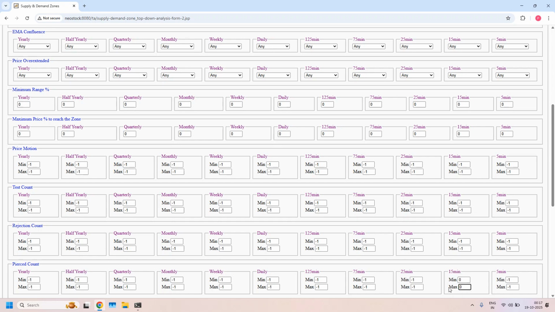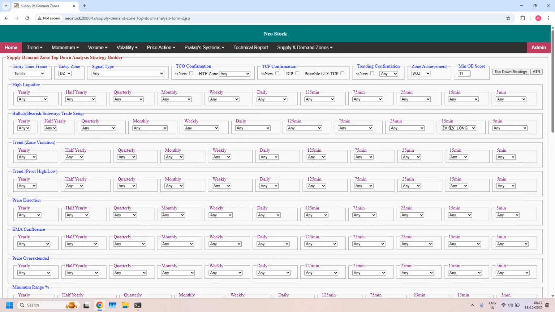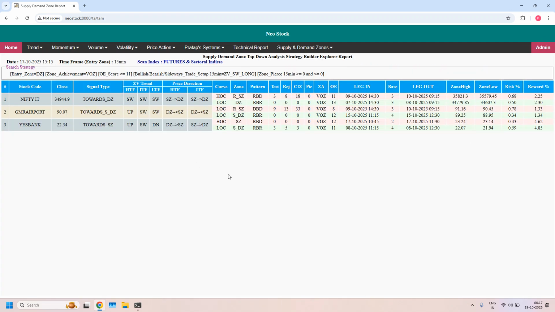That means pierced count is 0. Pierced count 0 means zone is not pierced. Which zone? 15 minutes demand zone, whatever we select here. Let's filter. We got 3 stocks supporting sideways long trade setup for daily income trade. Entry time frame zones are 15 minutes demand zones.